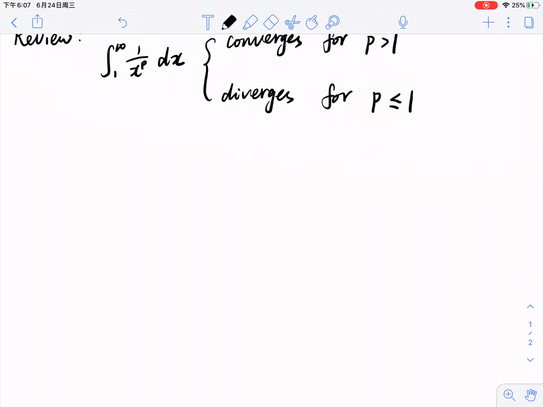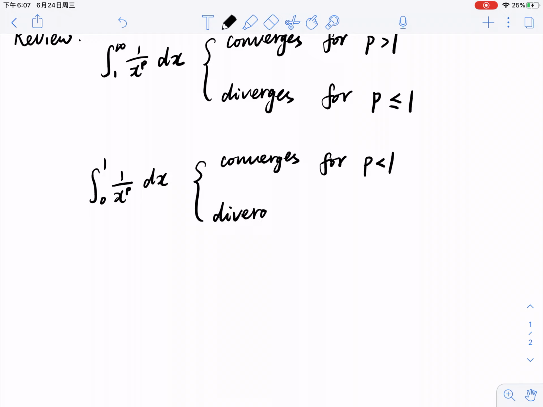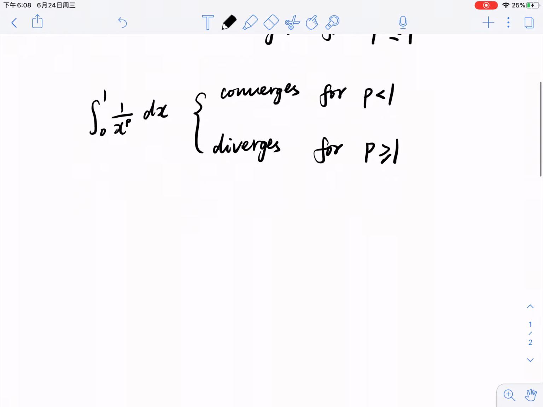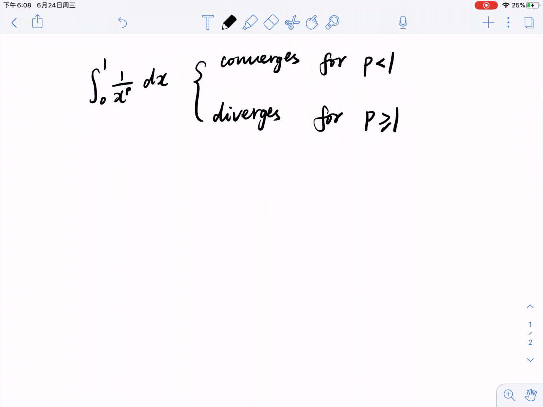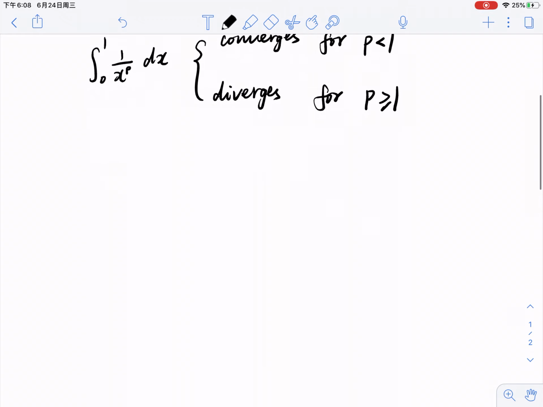Another important improper integral is the integral of 1 over x to the p, from 0 to 1, dx. This integral converges for p less than 1, and diverges for p greater than or equal to 1. Now let's look at an example.